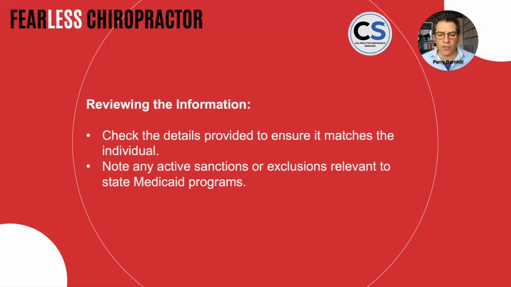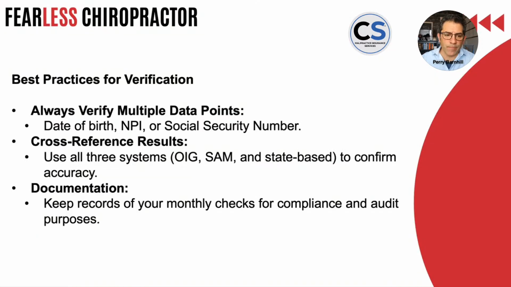Again, check the details provided to ensure that it matches the individual. So make sure you don't have a person who has the same name as somebody else that may be on the list, but is not actually your employee. Also note any active sanctions or exclusions relevant to state Medicaid programs. So make sure you're checking that as well. It's not just OIG, but it's also state. And then on top of that, it's also any PPOs that you may be part of.